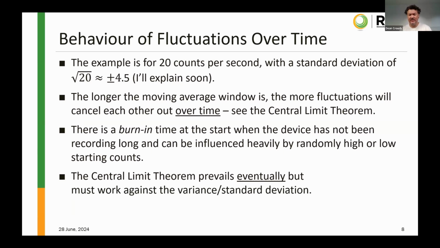But the good news is that eventually that central limit theorem will prevail. It'll just take time. The more variable your data is, the longer that's going to take to happen. Again, it's about knowing what you're measuring, how it's fluctuating, and what procedures you can write to sort of iron that stuff out.